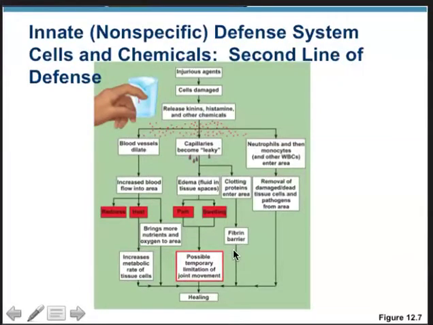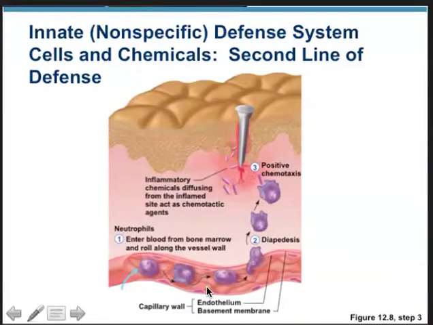In addition to this, there is limitation of joint movement due to the pain. This gives the entire process a chance to establish itself, and eventually this all leads to healing. And so what we see here in this inset is a close-up of inflammation near the site of a wound, how all these components act together.